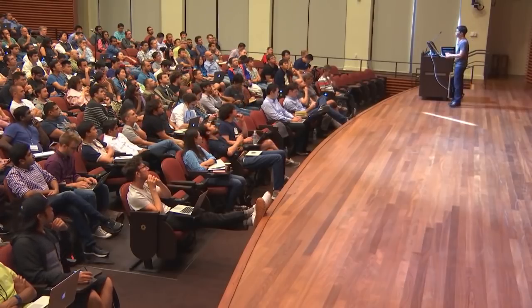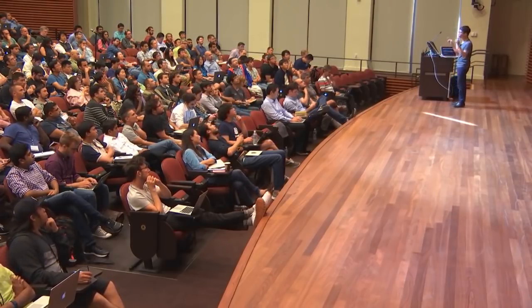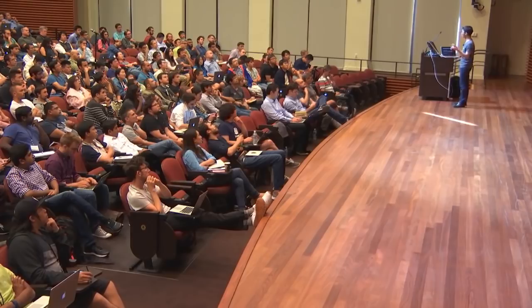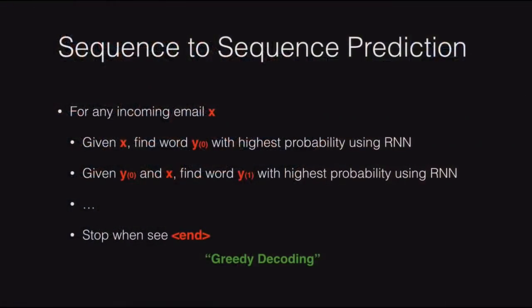So how do you do prediction? The first algorithm that you can use is called greedy decoding. In greedy decoding, for any incoming email X, I predict the first word. Then you find the most likely word and feed it back in. Then you find the next most likely word, feed it back in, and so on.